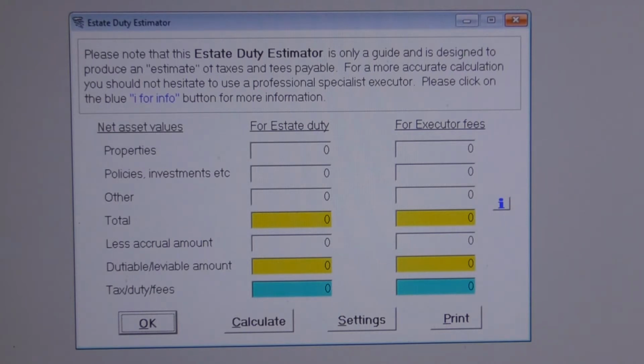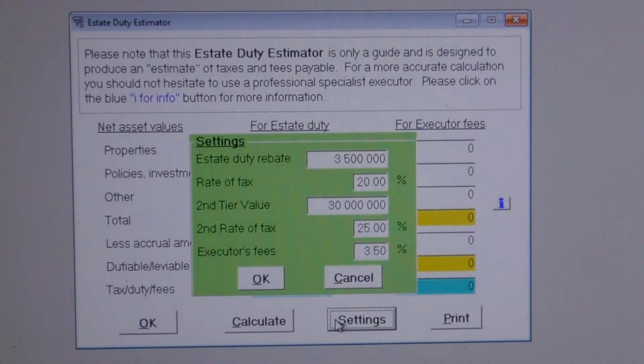The program is designed to display an estimate of whether 1,000 Rand or 1 million Rand would be required. The blue info button will offer more information on what amounts to enter where. The settings button allows the user to set rates and amounts when these are changed with legislation.